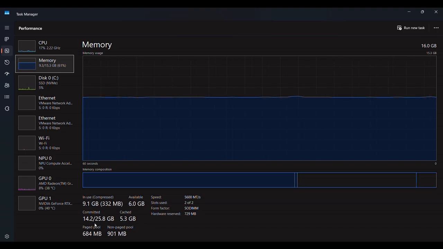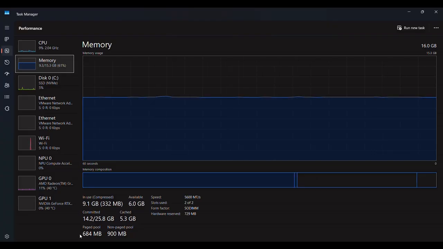The committed memory value represents total virtual memory reserved by applications and the operating system. This includes both physical RAM and paging file allocation. If memory demand exceeds physical RAM capacity, Windows may utilize the paging file stored on disk.